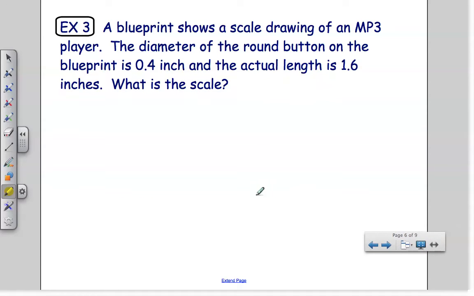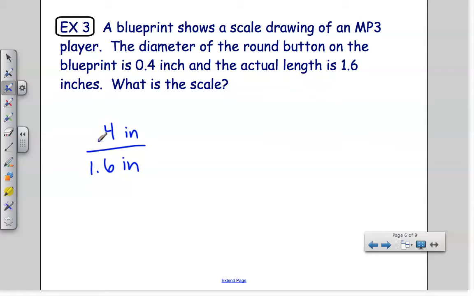So an example where we're looking at scale: a blueprint shows a scale drawing of an MP3 player. The diameter of the round button on the blueprint is 0.4 inches. The actual length is 1.6 inches. What's the scale? Alright, so scale is always looking at the drawing or the model compared to real life. The blueprint is 0.4 inches. That's being compared to the actual length, 1.6 inches. What is the scale?